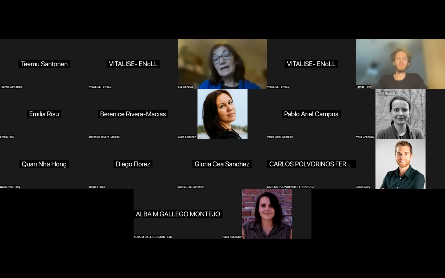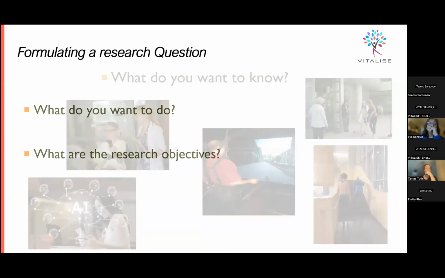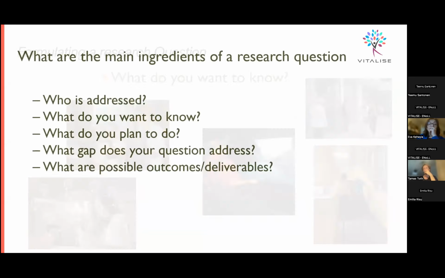So when we're doing Living Lab research and thinking about our research question, one of the very first things that we are going to ask is, what are the main ingredients as you're thinking about a research question? In fact, as you're thinking about the breakout rooms that we're going to have later, you may want to contemplate this.